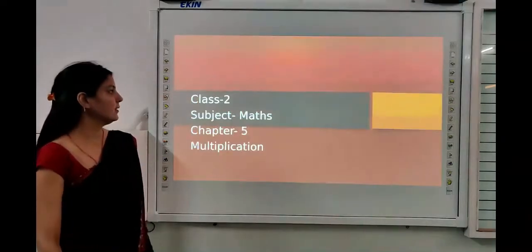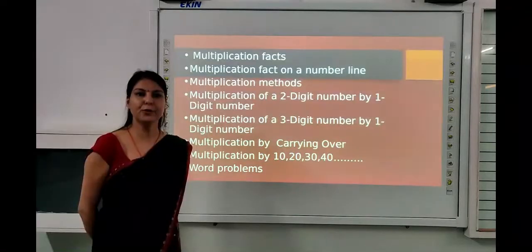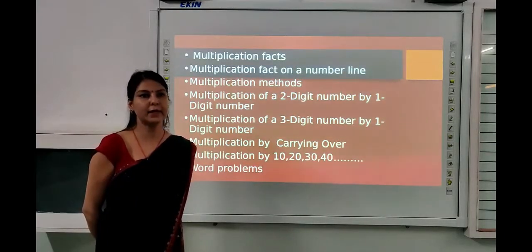Today we will revise chapter 5, multiplication from maths. Take out your books and open page number 89.